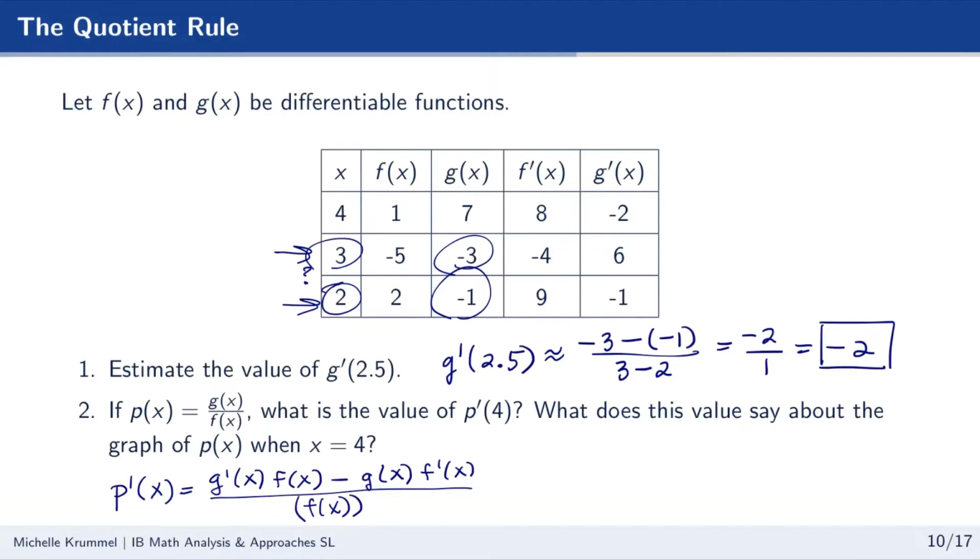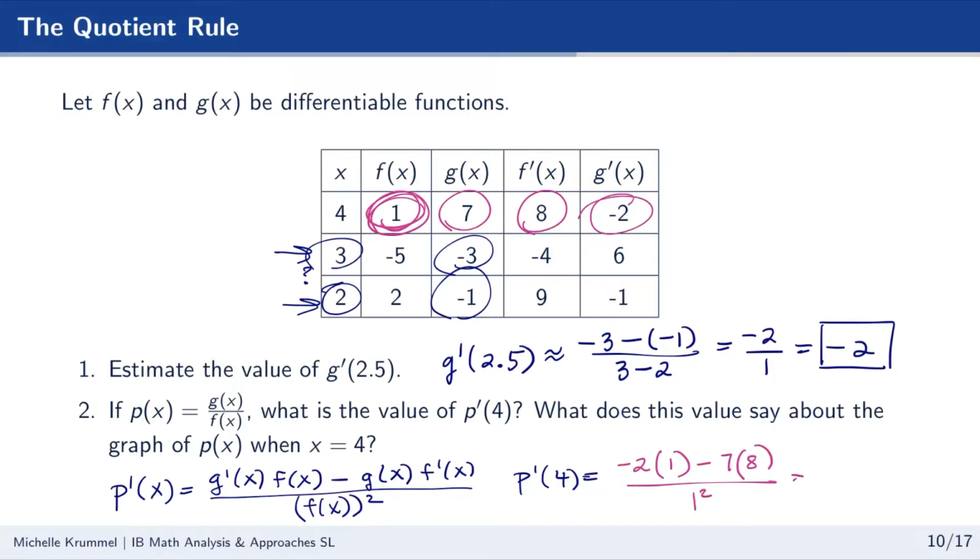Okay, now we can substitute 4 in for x and get p prime of 4 equals g prime of 4. So g prime of 4, right here, negative 2, times f of 4. F of 4 is 1, minus g of 4. G of 4 is 7, times f prime of 4, 8, over f of 4. F of 4 is right here, squared. It's always nice when you just have to divide by 1. So negative 2 minus 56, or negative 58. P prime of 4 equals negative 58.